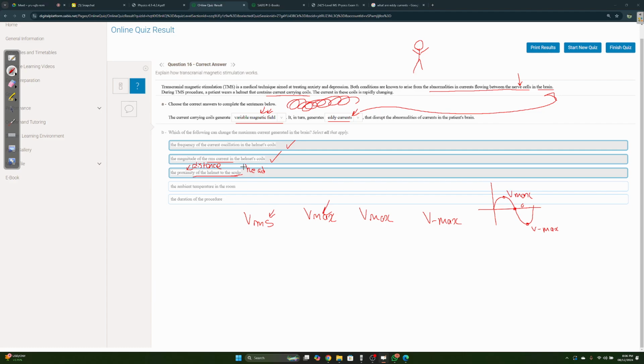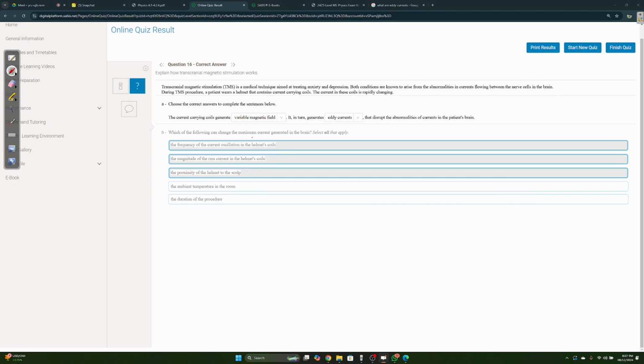So how far it is from the brain, obviously, will change the amount of current generated in the brain. The temperature in the room, no, we never spoke about temperature. We never spoke about duration. Duration might be something else, but the magnitude, the maximum current generated in the brain, we don't care about that. By the way, they were talking about the maximum current generated in the brain.